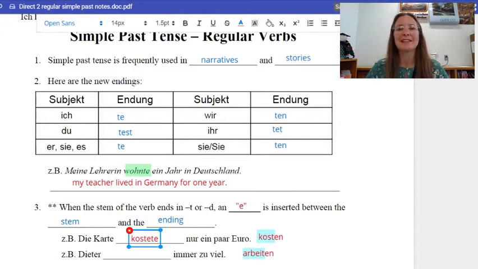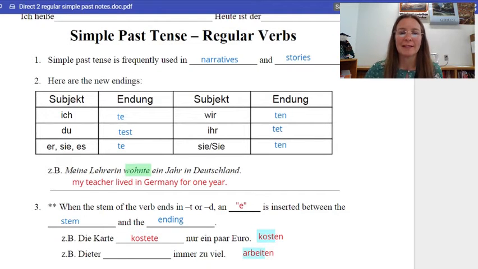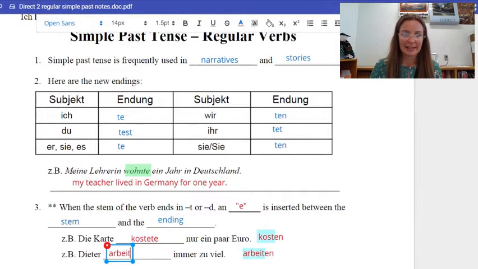But remember that this past tense isn't usually spoken very often. That would be the conversational past, which you learned in German 2. Ich habe gesprochen, or es hat gekostet, okay? Let's do arbeiten, okay? And again, arbeiten has the stem arbeit, right? So I add the extra E, and I see, oh, Dieter is my subject. He's third person singular, so I add a TE in. So arbeitete, right? Dieter arbeitete immer zu viel. Dieter worked too much, all right?